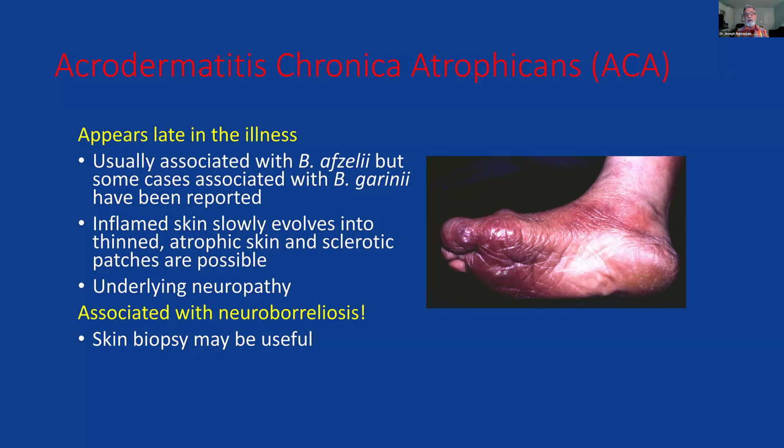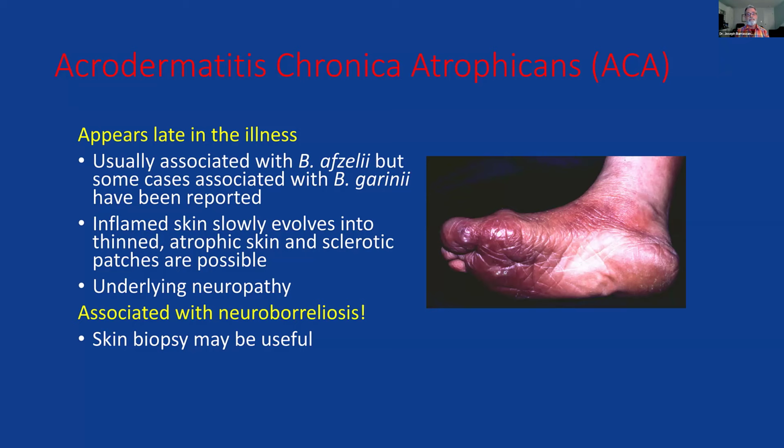Importantly, deep to this is a dense neuropathy. In fact, when you do skin biopsies under this, you'll see what I just showed you in those earlier slides. So this is something you need to look for. I show this because it's the chronic rash of chronic Lyme disease. Of course, they say afzelii and garinii, but I've seen so many cases of this, I think it must also happen with Borrelia burgdorferi.